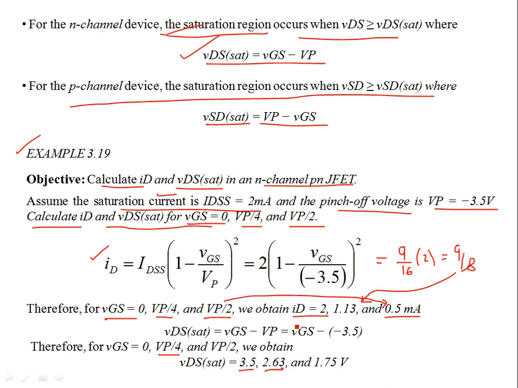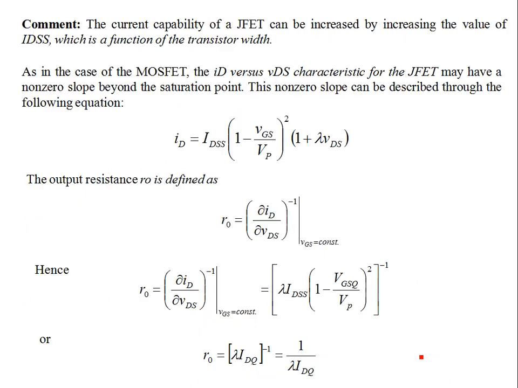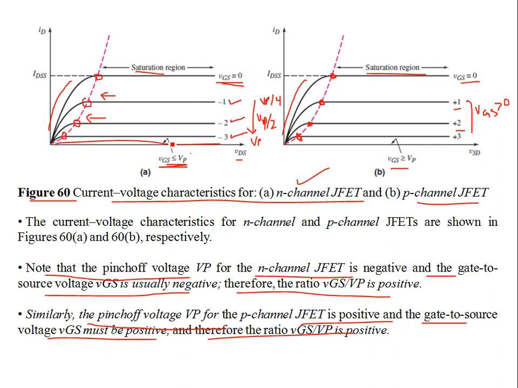You substitute VGS by VP by 4. This becomes about 3/4 of 3.5. Then you have VP by 2, which is half of VP, so this is again half of VP. That is 1.75 volts. So you are shifting down. The voltage required is going to shift down.